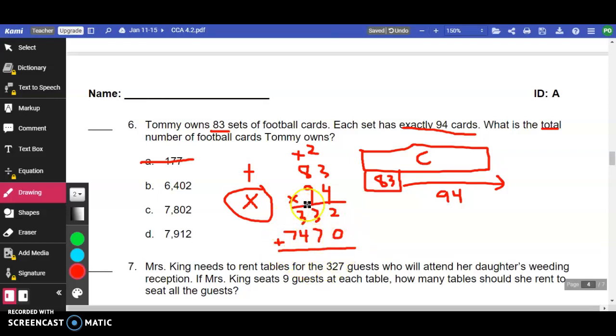What do we get when we add these numbers? 2, 10, carry the 1, 8, and 7. Is this our final answer? It is. We have put together all of the equal groups. Answer is C.